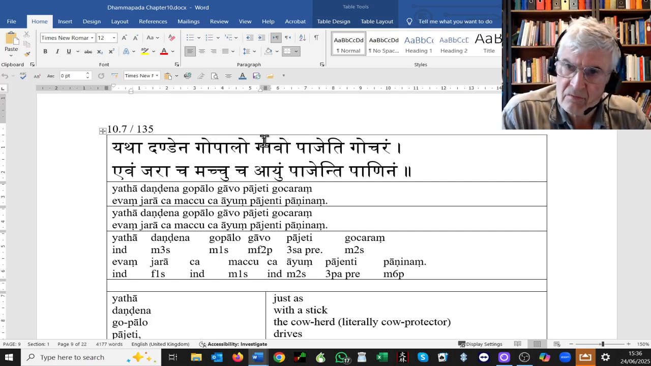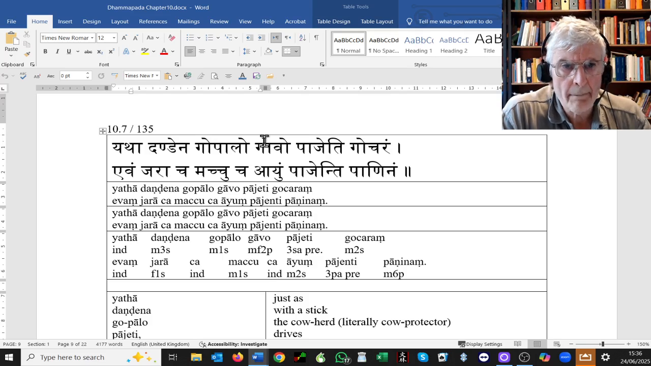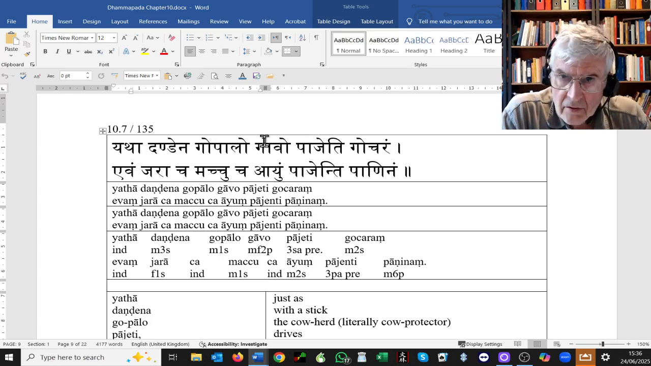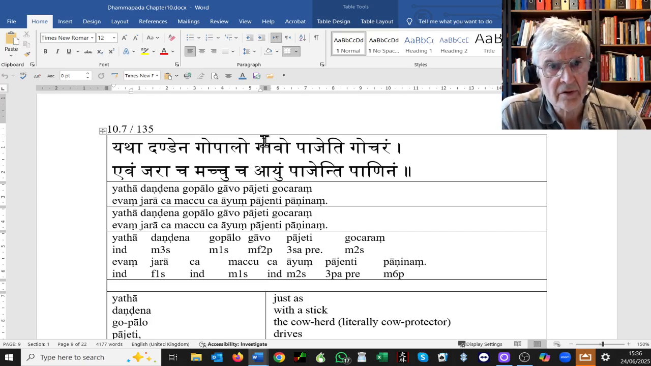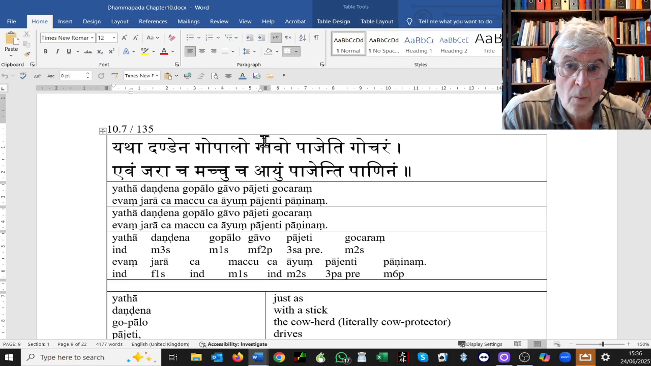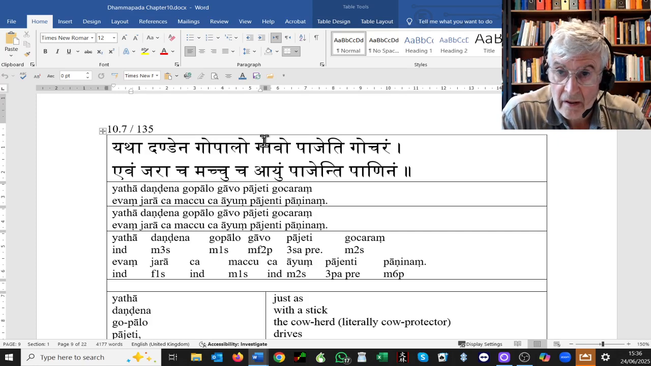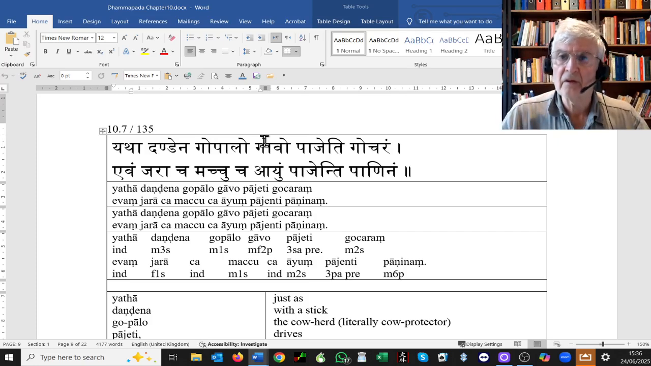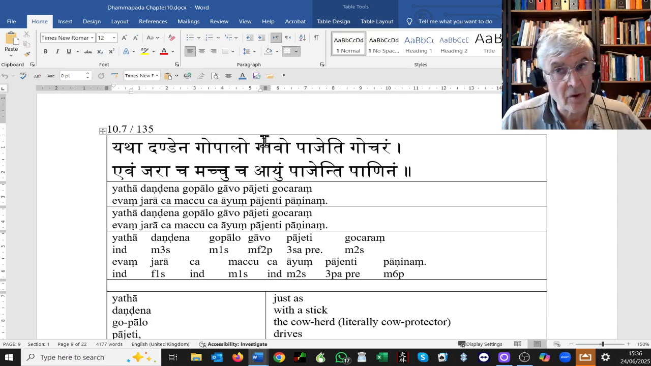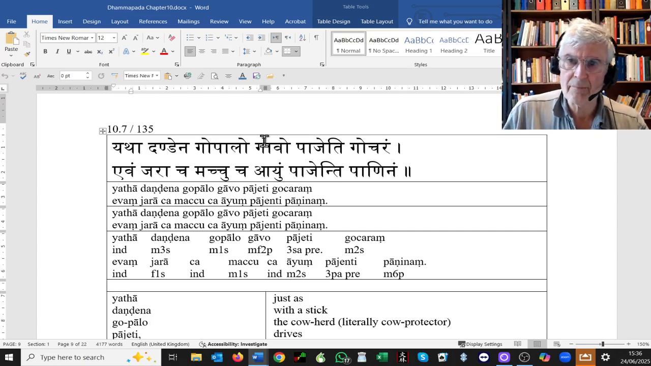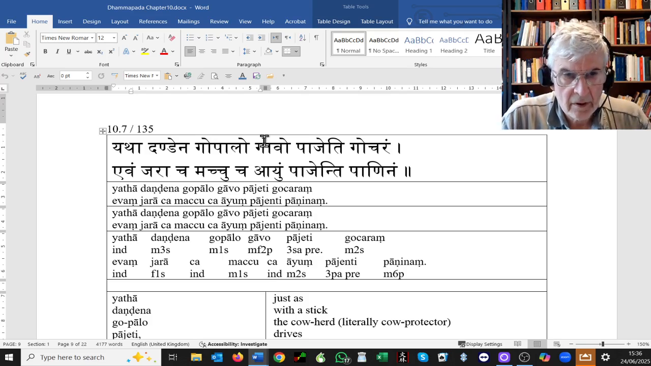Yatha, as, just as, the gopalo. The root pal means to protect, and so a gopala is a cow protector, therefore the cowherd. So just as the cowherd, dandena, with a stick. Here stick is used in the literal sense of the word. This whole chapter is called the Dandavago, the chapter on the stick, which means chapter on punishment. But here literally, of course, a stick.